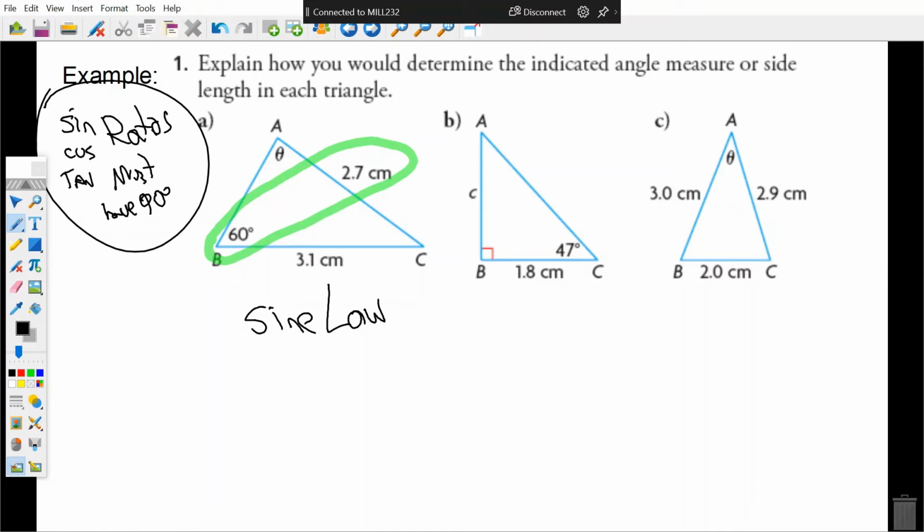In 1b, again, the first thing I look for, do I have a 90-degree angle? Yes, I do. Okay. Then, if I have that, I know opposite, I know adjacent. I could use the tan ratio. If you just put tan, that would be fine. I would know what you meant.